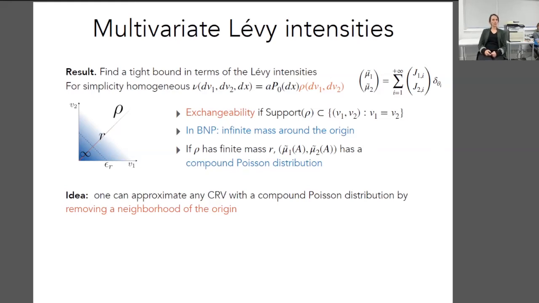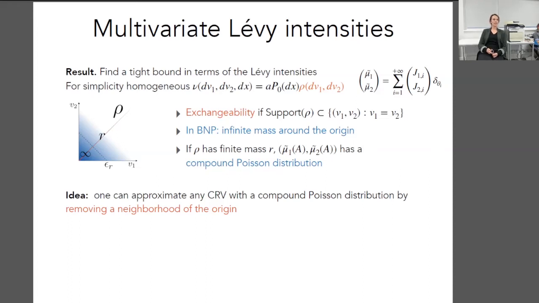But if we were to consider Lévy measures with finite mass, then one could actually prove that the corresponding completely random vector has a compound Poisson distribution. So the idea here is that one can actually approximate any completely random vector with a compound Poisson distribution by simply removing a neighborhood of the origin.